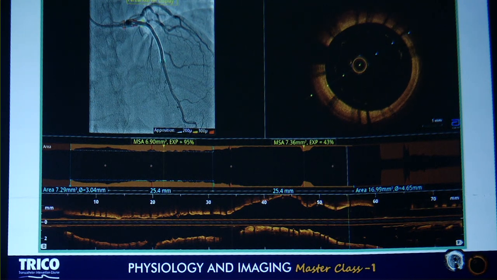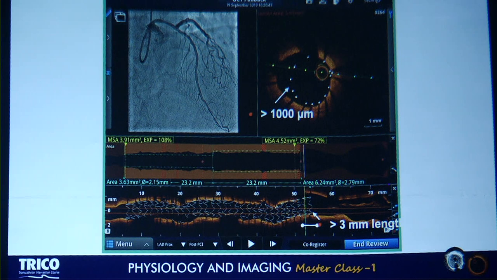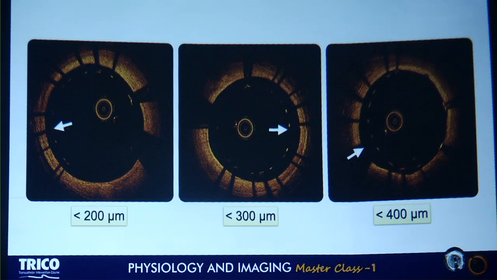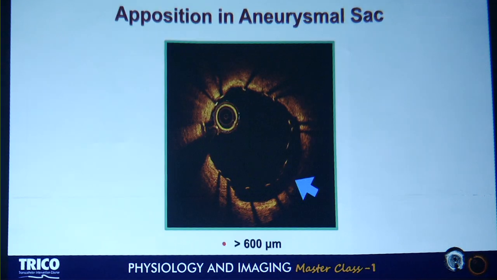So this is an area of significant malapposition. Malapposition less than 200 microns, less than 300 microns, less than 400 microns, in a very short segment and not really in the proximal part of the major vessel, you can leave it. But at times, whenever there is a small aneurysmal sac here and there, you may get 600 or 800 microns in a short area. If you try to chase this by doing post-dilatation and cause a stent fracture in that region, you are creating a guaranteed restenosis area, so just leave it.